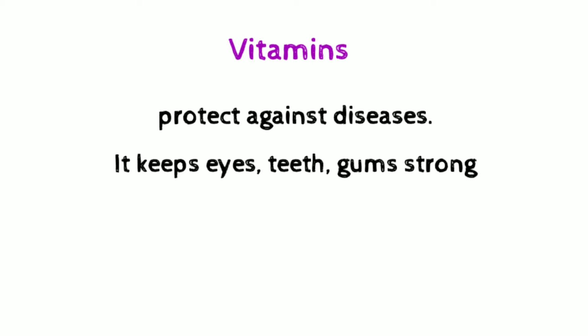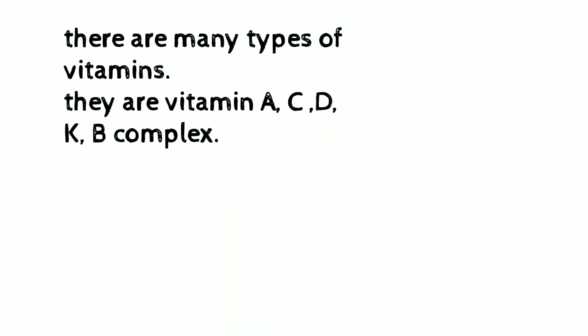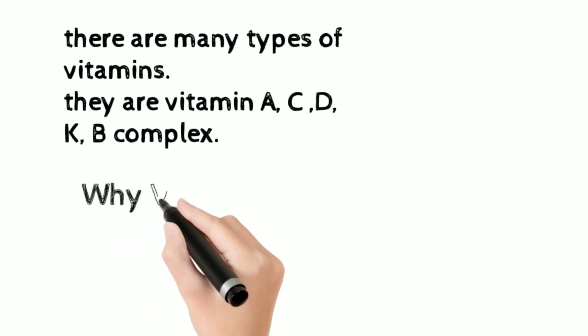Lack of one important nutrient will lead to the death of any organism. We have so many vitamins: vitamin A, vitamin D, vitamin C, vitamin B, vitamin K. I will explain one important one, that is vitamin B complex. Why vitamin B complex? Why not vitamin B simply?